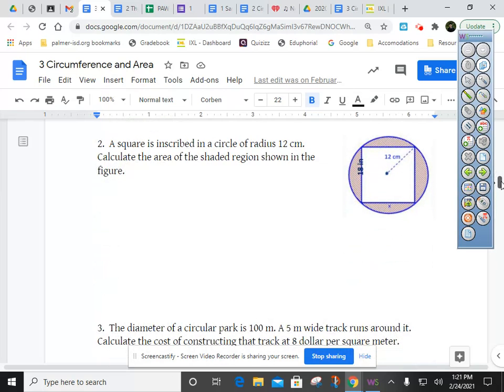Practice 2. A square is inscribed in a circle of radius 12 centimeters. Calculate the area of the shaded region shown in the figure. How do you think you do that? You find the area of the square, and then the area of the circle, and then you subtract.